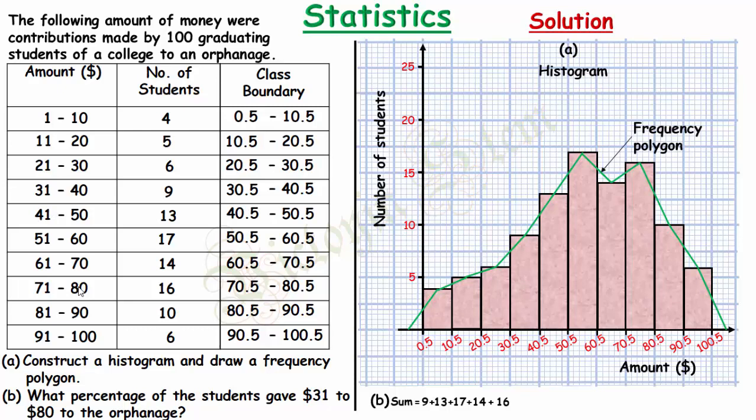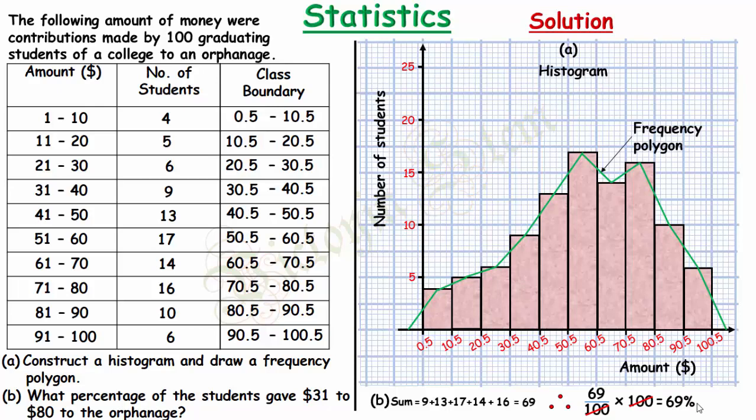Take note, from 31 to 80. That was what was requested in the second part of the question. And then I'll sum this up, and this boils down to 69. Therefore, the percentage of students that gave from $31 to $80 are 69 divided by the total number of students that contributed towards the support to the orphanage. So if you look at the summation, the question gave us 100 students, right? Multiply by 100%, since we are dealing with percentage. So 100 divided by 100 is 1. And then 1 times 69 equals 69%.